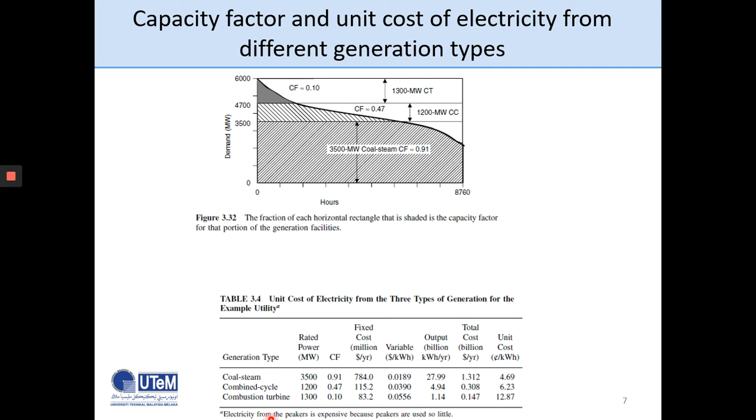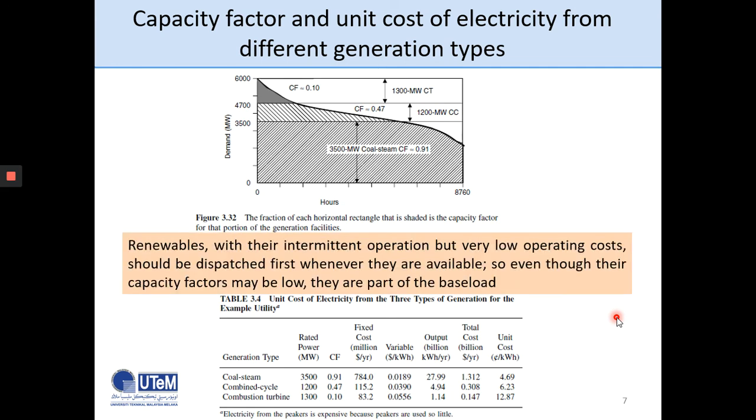Okay, so you have the note there. Electricity from the peakers is expensive because peakers are used so little. But you need to have them throughout the year. They need to be ready, but you don't use them that much. That's why the cost is higher per kilowatt hour.